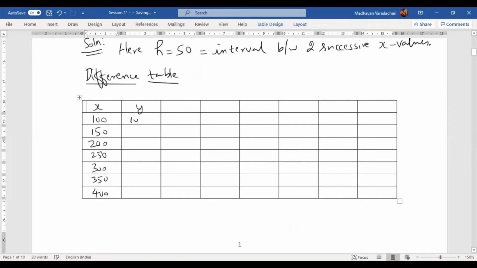So 10.63, 13.03, then 15.04, 16.81, 18.42, 19.92, 21.27.